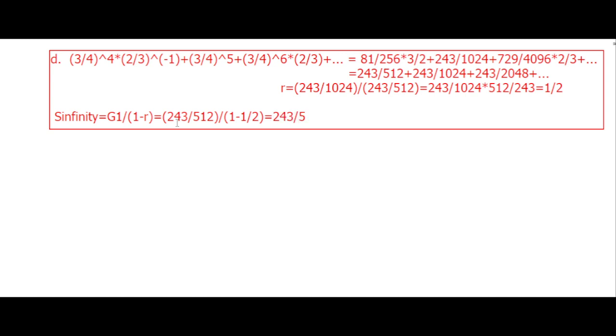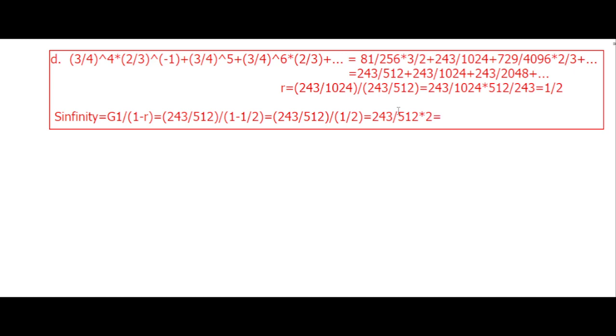243 over 512 product with, in brackets, 1 minus 1 over 2. Here 1 minus 1 over 2 is 1 over 2. So this can be rewritten: this divided by 1 over 2 is this times the reciprocal of 1 over 2, which is 2. So 243 over 512 times 2 over 1.